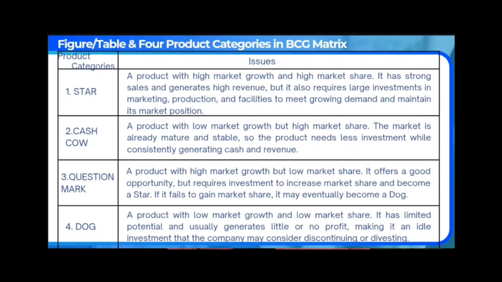We have 4 categories for the BCG Matrix. Number 1 is the star. A star is like a very popular toy that many children want, and more children are starting to want it. So it has a high market growth and high market share. It can make a lot of money but also needs more investment to keep growing. So this is the leading product, in high demand and trending.